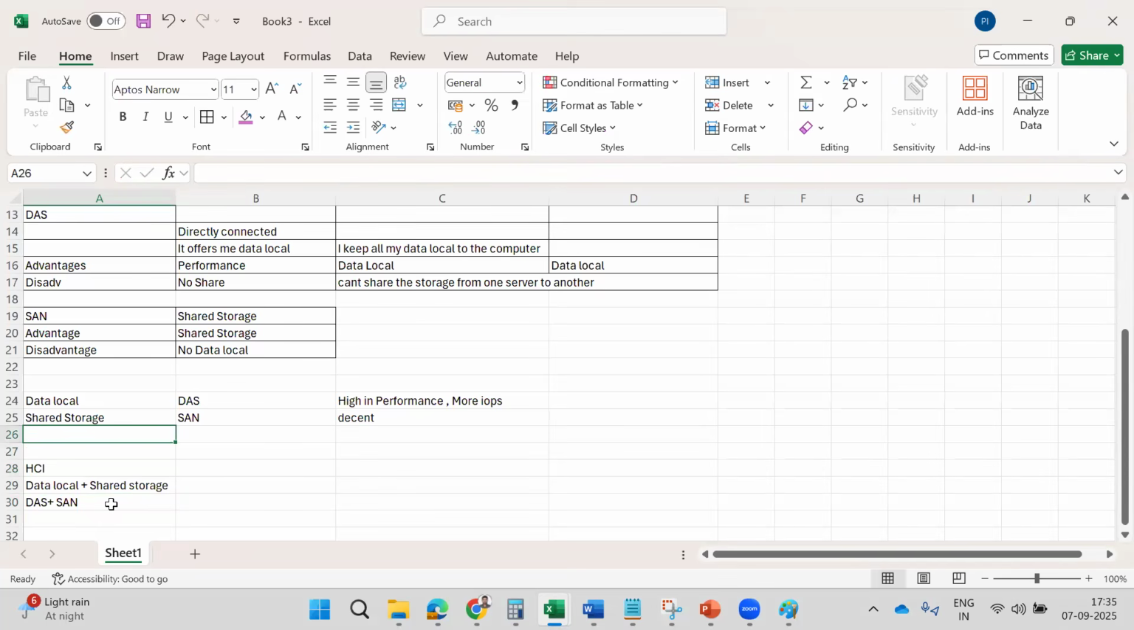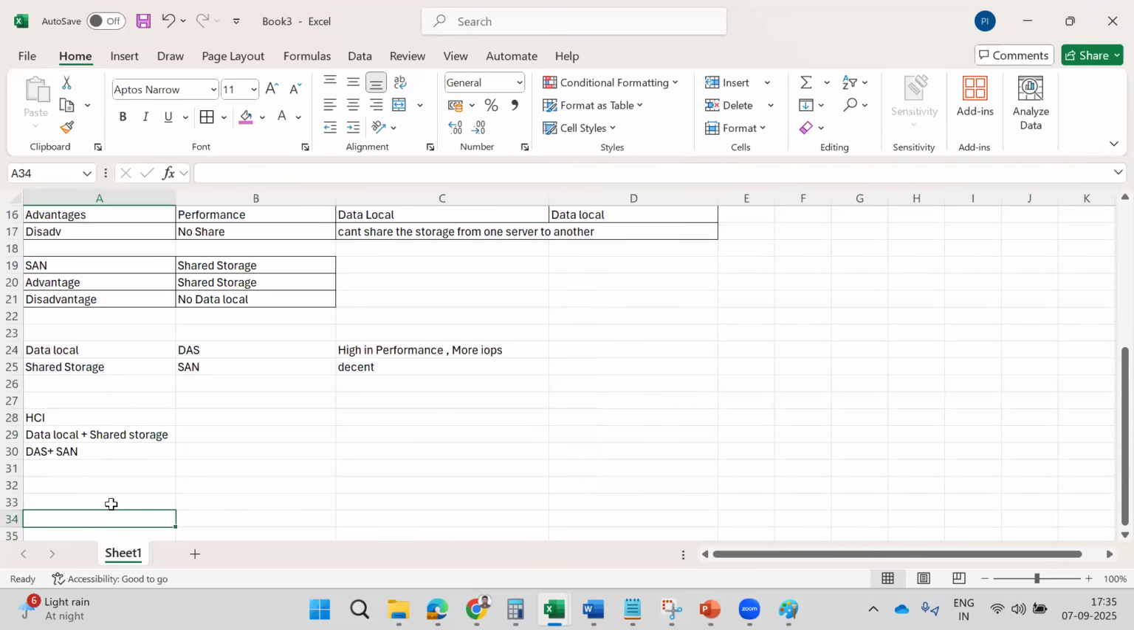Okay. So we discussed DAS, we discussed SAN. So now we understand each and every technology, like advantages and disadvantages. And then we have something called HCI. The HCI is data local and shared storage. Or the other way you can say it, DAS and SAN. Okay. So now I said DAS and SAN. So now what are the requirements for HCI? Okay. So what are the requirements for HCI?